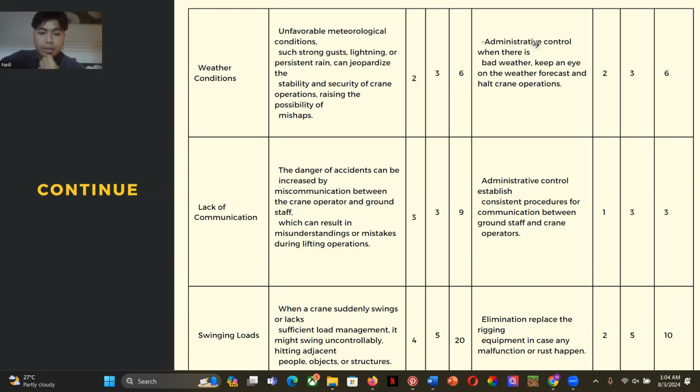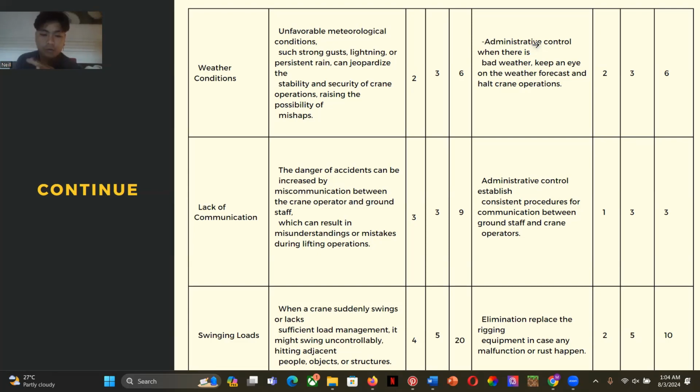And the next one is lack of communication. The danger of accidents can be increased by miscommunication between the crane operator and ground staff. This can result in misunderstanding or mistakes during lifting operations. So the control is administrative control, which is to establish consistent procedures for communication between ground staff, such as the signalman or any supervisor, and the crane operators. And last but not least is swinging loads. This is when the crane suddenly swings or lacks sufficient load management.